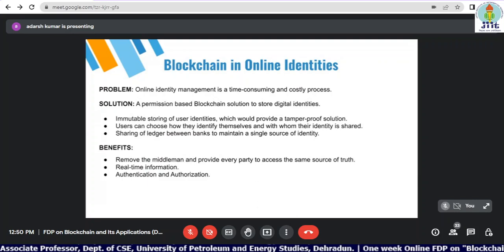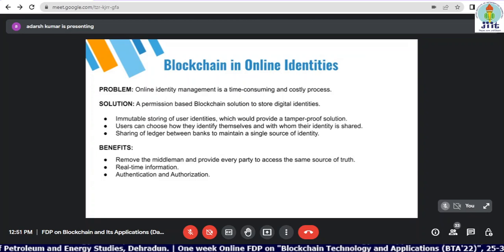So, immutable storage of user identity. You cannot modify the user identities. Although it is being encrypted, you can at least trust the encrypted mechanisms, even with high computing systems in a high computing environment. But presently, we can make it immutable.